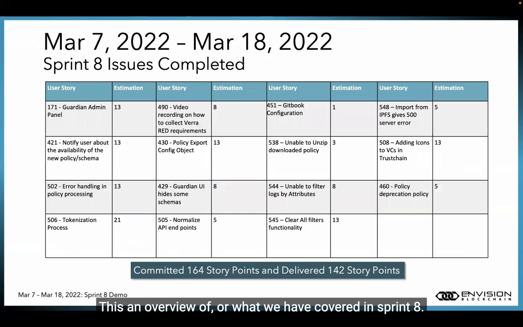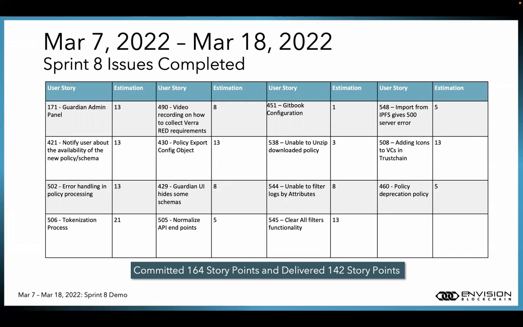Just an overview of what we have covered in Sprint 8. So Sprint 8, we have committed to 164 story points and delivered 142 story points. In this sprint, we have covered 171 ticket number, which is Guardian admin panel. We have looked at 421 ticket. We have also looked at 490 ticket, which is video recording and how to collect VeraRed requirements. We have worked on some of the bugs, which is 538, 544, 545, 550, 548. We have worked on some of the normalization of the APIs and tokenization process.